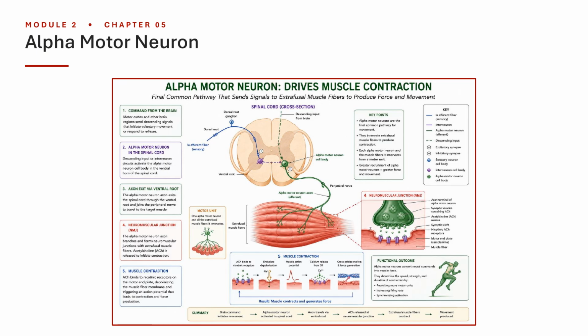One alpha motor neuron innervating multiple muscle fibers. Each fiber receives its sole motor innervation from this one neuron. If the neuron dies, those fibers lose all input. That is why LMN damage causes atrophy and fasciculations in a pattern corresponding to the denervated territory.